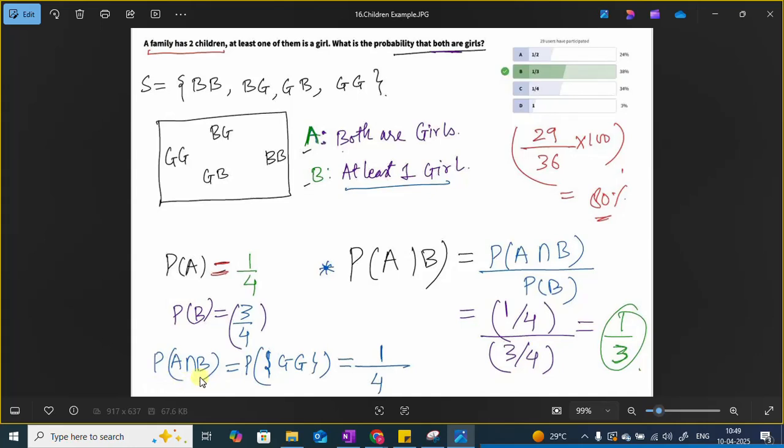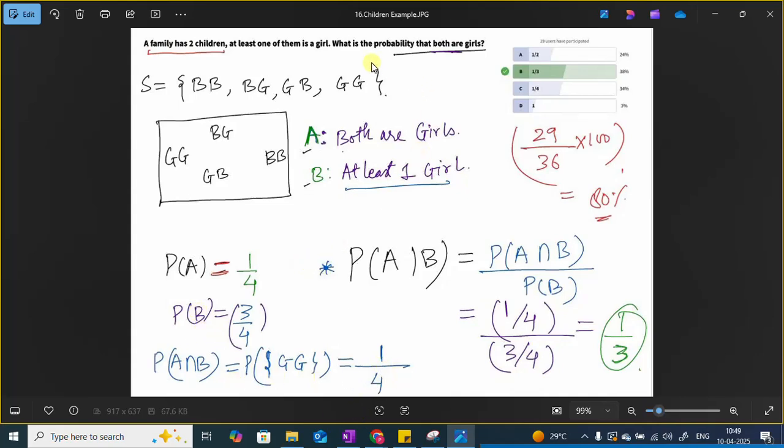Now, what is the probability of A intersection B? A is nothing but girl-girl. B is nothing but boy-girl, girl-boy, and girl-girl. If these are two different sets, what is the common one? Common is nothing but girl-girl, because girl-girl is present in both the cases, either P of A or P of B. So that is 1 by 4. The probability is nothing but 1 by 4.